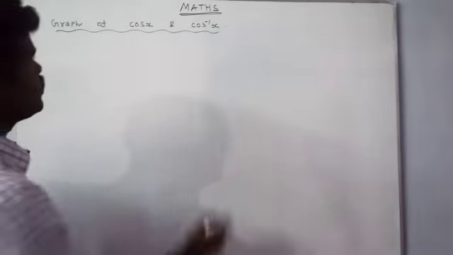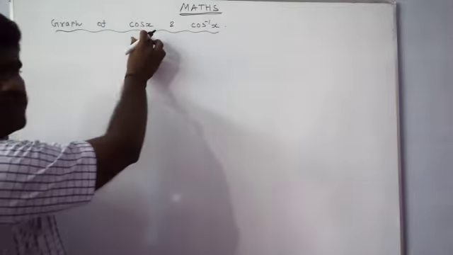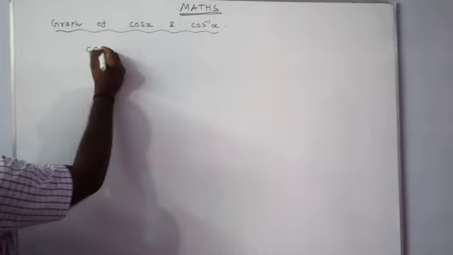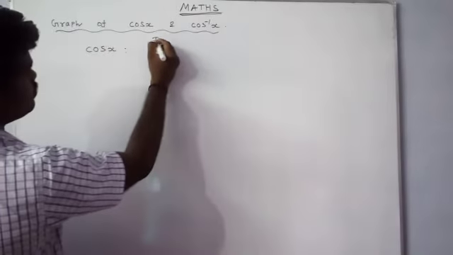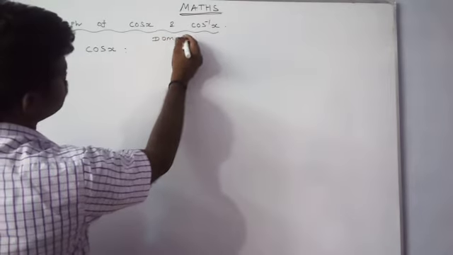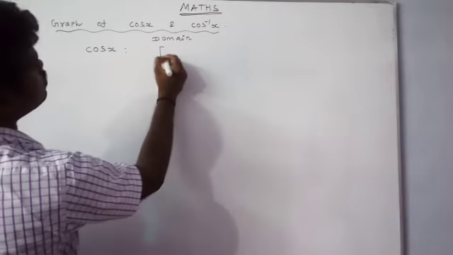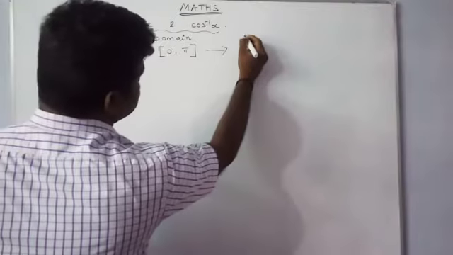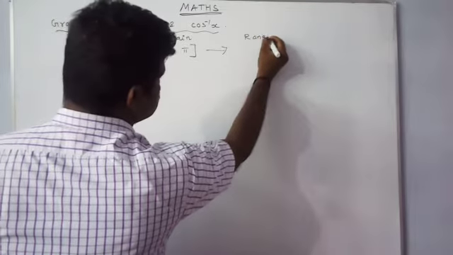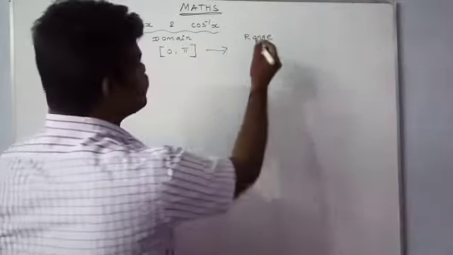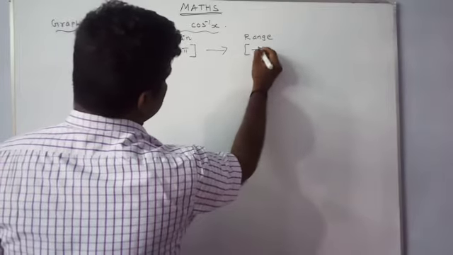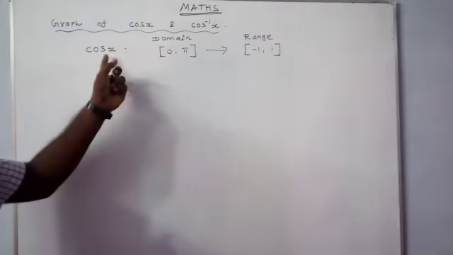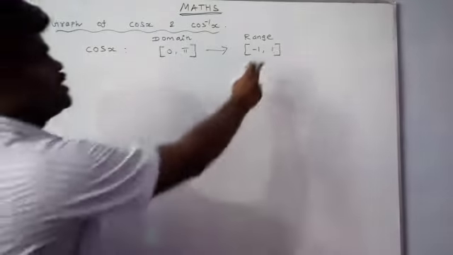First of all, we know the domain of cos x and cos inverse x. The domain of cos x is 0 to pi. This is the range or codomain. The range is -1 to +1. This is the domain of cos x and the range of cos x.